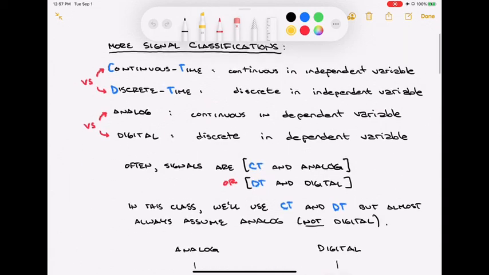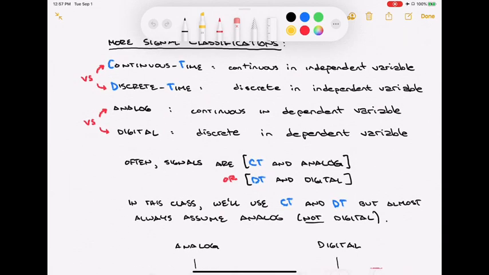In this particular class, we are going to make high use of the continuous time and discrete time signal classification. This is an important classification for us. In fact, entire chapters of the book are separated based on whether a signal is continuous time or discrete time. And that really highlights one of the reasons why these signal classifications are so useful and so important. If we know whether a signal is continuous time or we know whether a signal is discrete time, it points us to the right kind of math to use in order to manipulate or otherwise work with that signal.